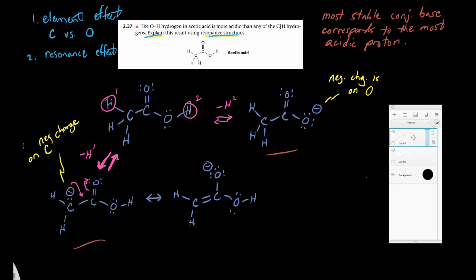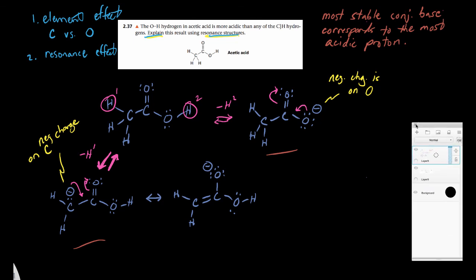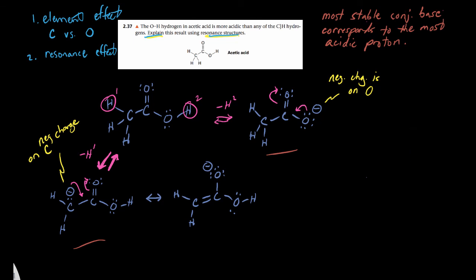Well, we also can draw resonance in this structure. And if we do that, we move this over. If we draw that resonance structure, we have CH3, CO.